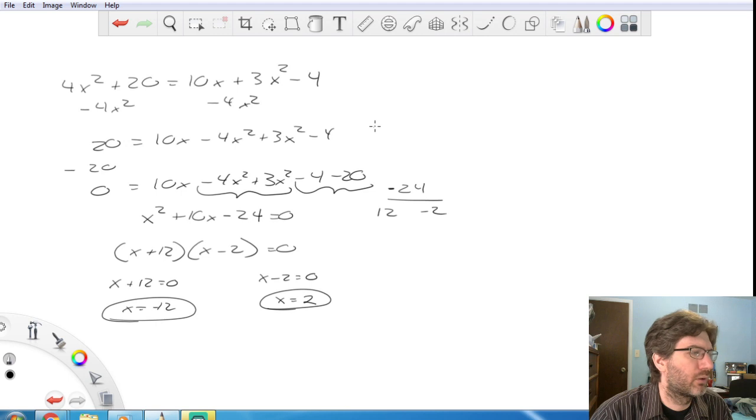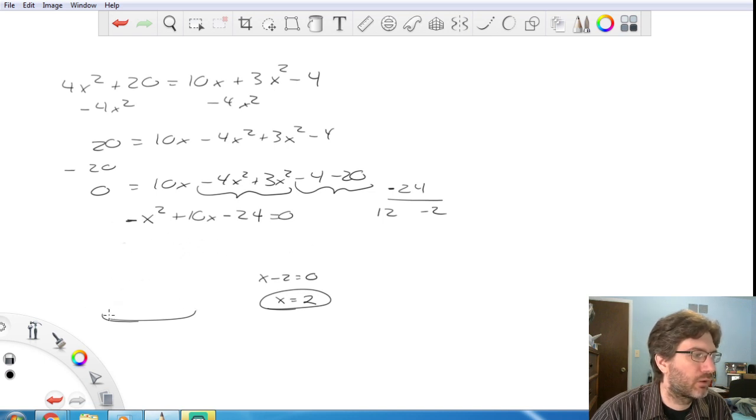Negative x squared. Is that why? It is negative x squared. That is why. Yep, that's why I screwed that up. Start over. Look at you, Katie. You're on top of things today.